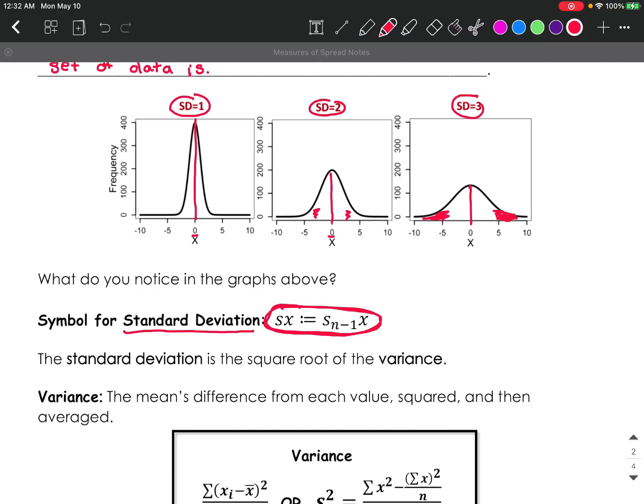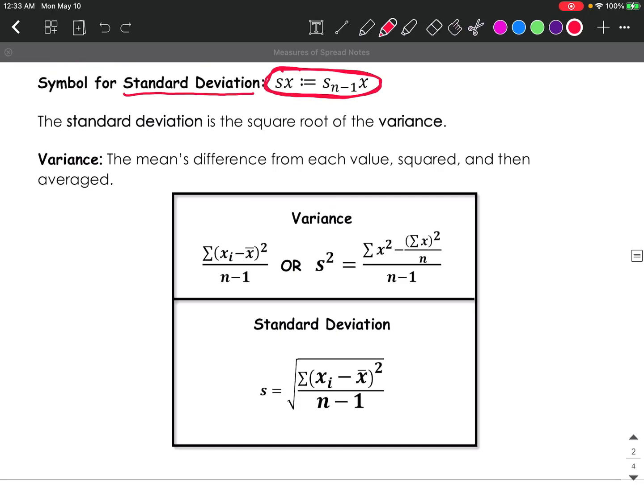SX, that's our symbol for standard deviation. And notice you'll also see it's S sub n minus 1. Okay, so how do we find the standard deviation? The standard deviation is the square root of something called the variance. Now the variance, how do we find the variance?